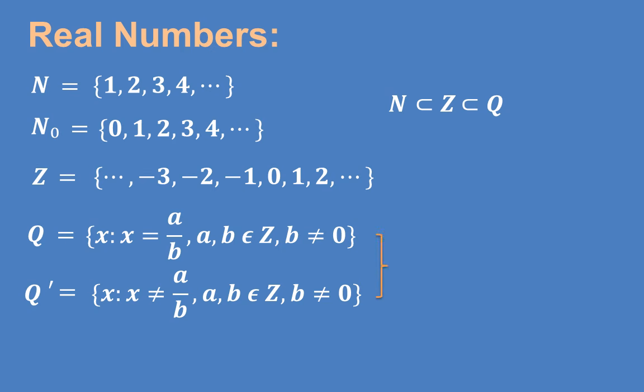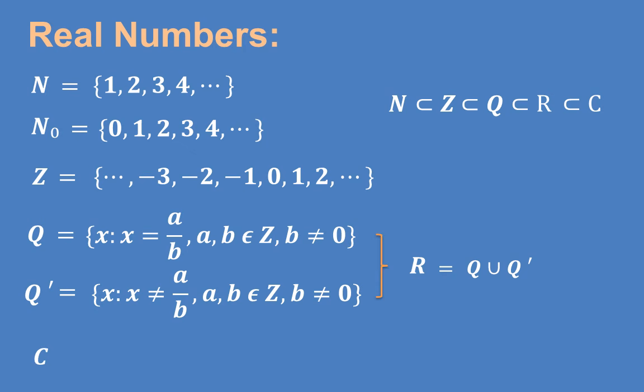The set of today's lesson is the set of real numbers R. It can be represented as the union of the two sets, the set of rational numbers and the set of irrational numbers. The sets N, Z and Q are subsets of the set of real numbers R, and R is a subset of the set of complex numbers C.